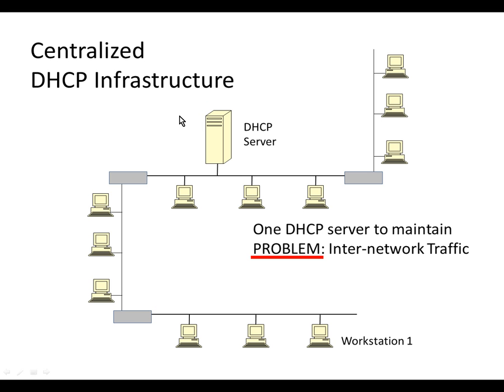The problem with a centralized infrastructure is that workstation DHCP requests might have to travel over many intermediary networks to get to that DHCP server, and the problem with that is it causes a lot of inter-network traffic.